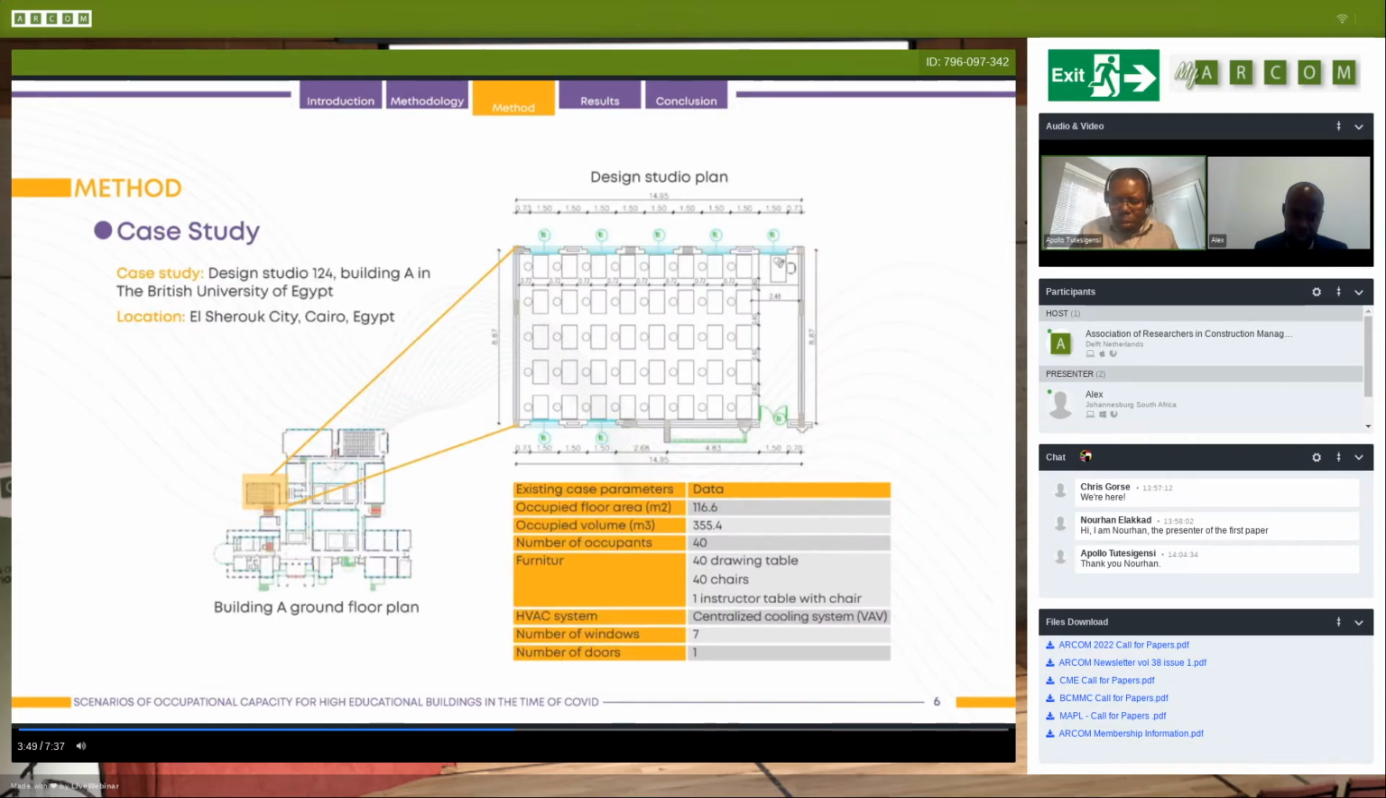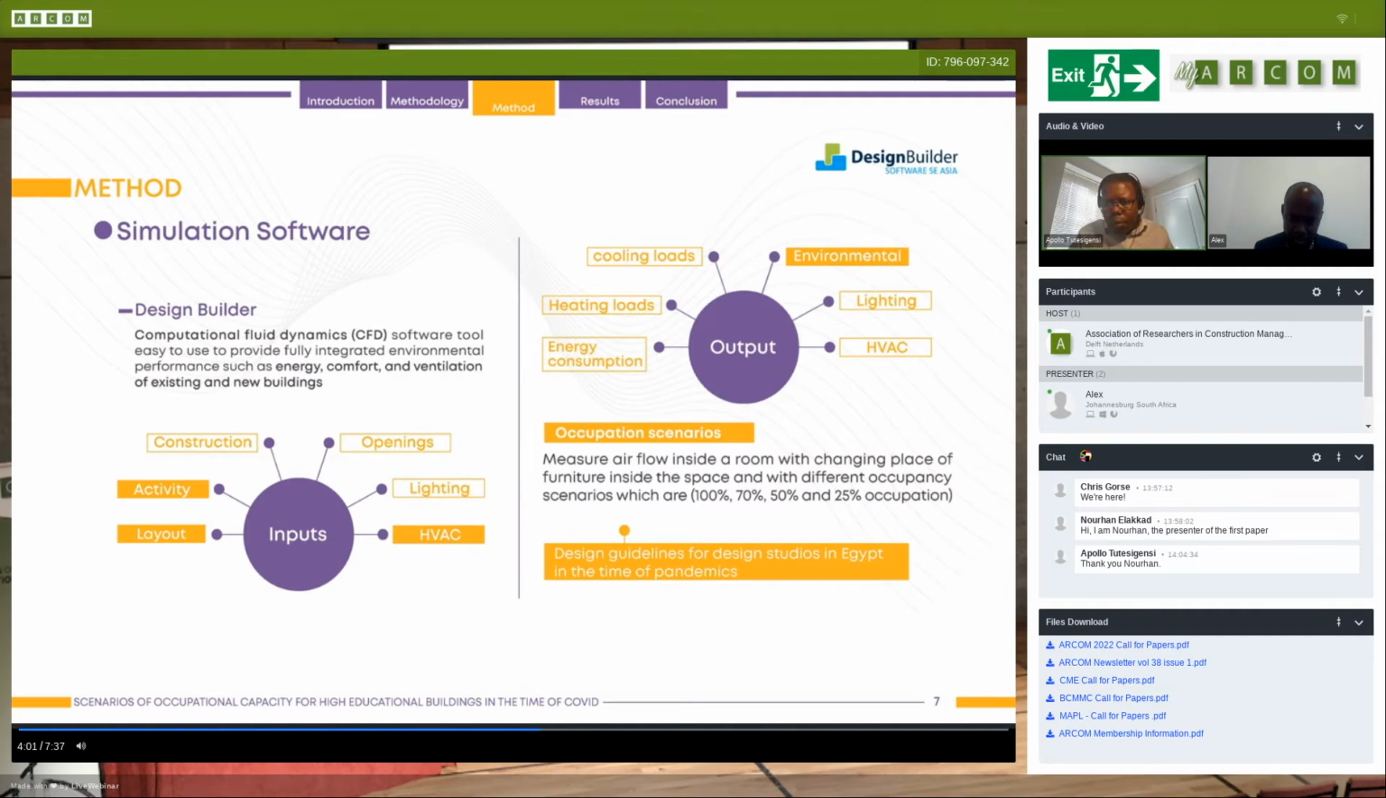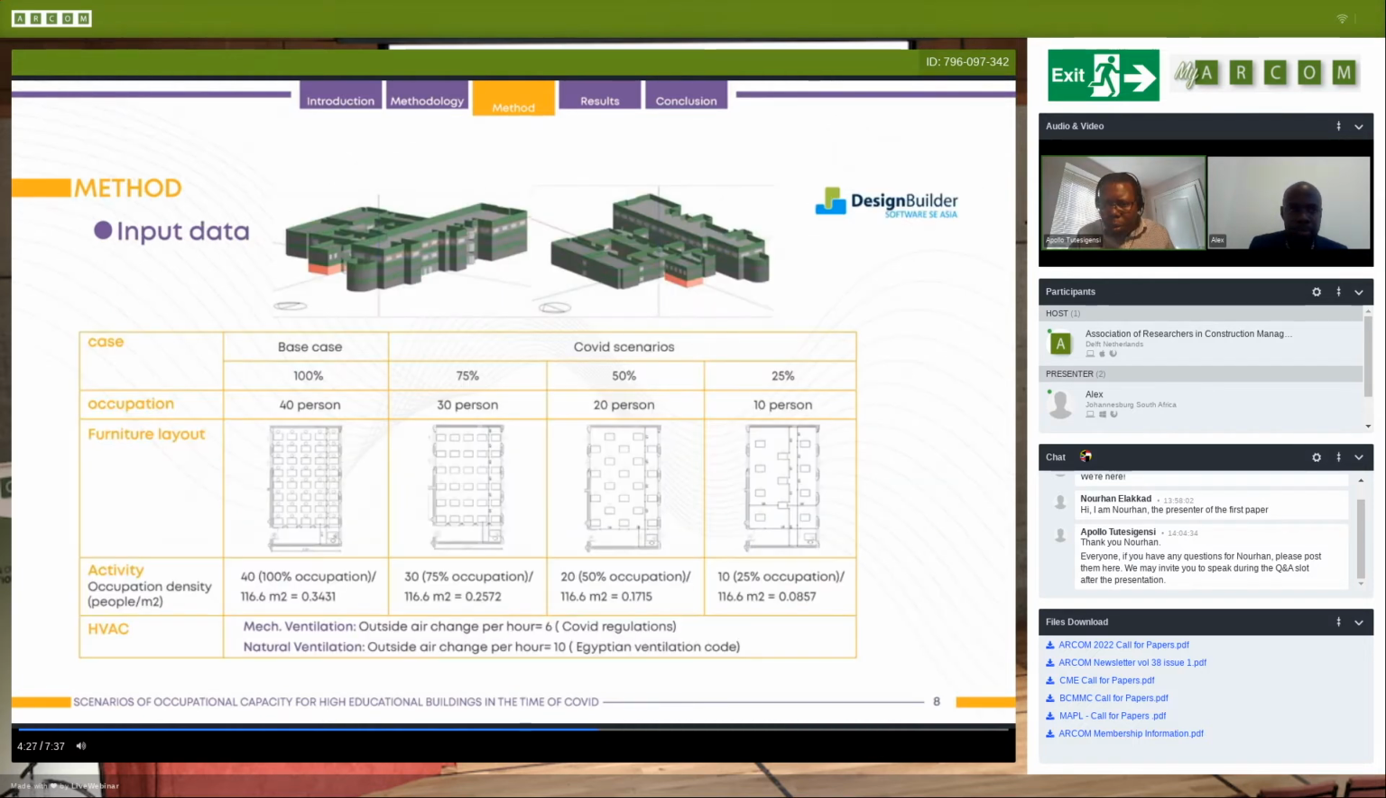The case study is a design studio in the British University in Egypt. The table shows the existing case data and the existing floor plan. The software used is DesignBuilder, and the input used in the simulation is the layout and activity HVAC of the design studio. The output data is environmental data, that is the airflow inside the design studio with different occupation scenarios to get a design guideline for design studios in Egypt in the time of COVID. This is the input data used in simulation for the base case and COVID scenarios.